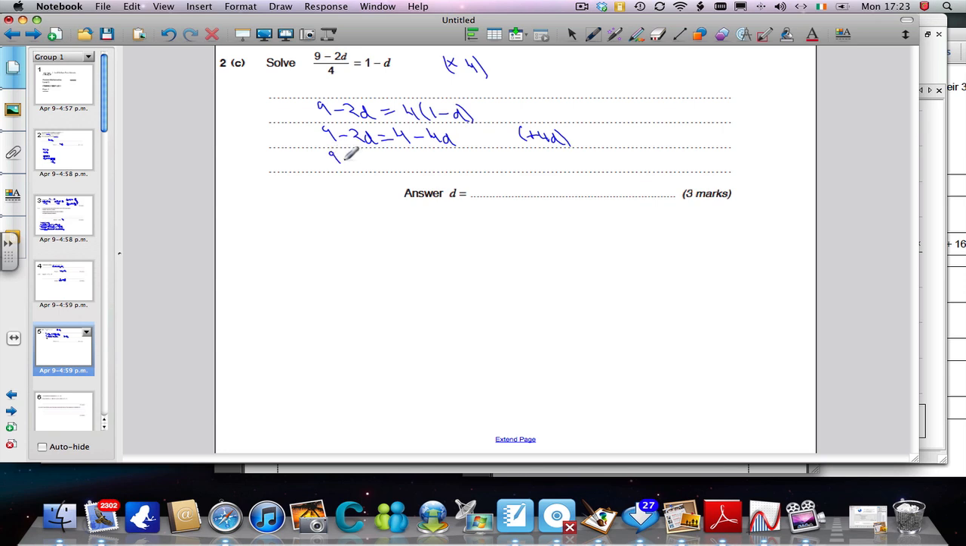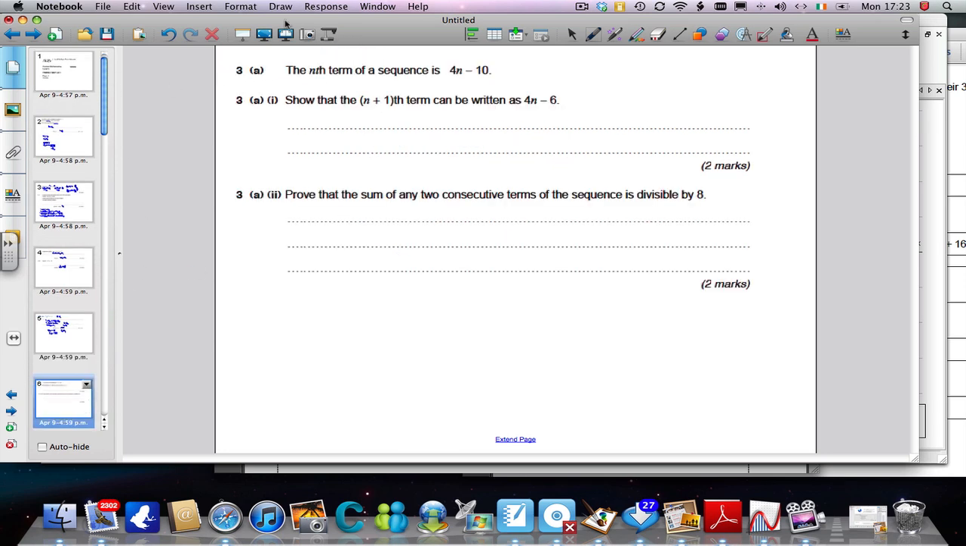We get 9 plus 2d equals 4. I'm going to take 9 away from both sides. We get 2d equals negative 5. And dividing both sides by 2, we get d equals negative 2.5 or minus 2.5. So negative 2.5. If you want to check your answer, substitute it back in on both sides and you should find that both sides balance.